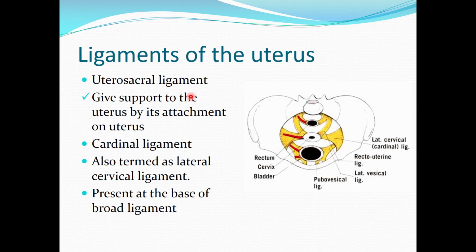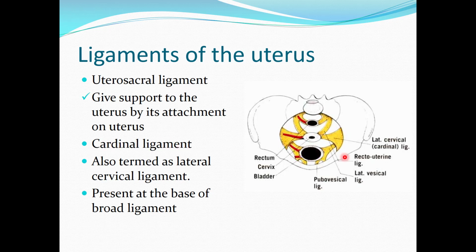Now there are some other ligaments, which are the uterosacral ligaments. From the name it is clear that it is in between the uterus and the sacrum. It gives support to the uterus by its attachment on the sacrum. See here in this diagram, this is the bladder, this is the cervix, and there will be the vagina, and this is the rectum. So here there will be ligaments which are attaching the uterus to the sacrum. These are called uterosacral ligaments.